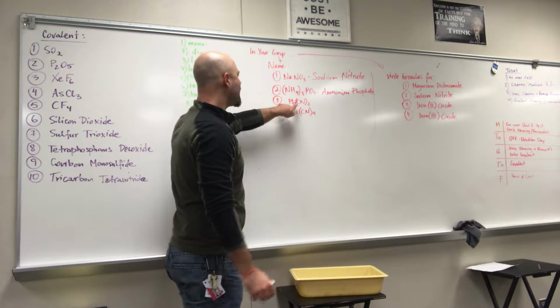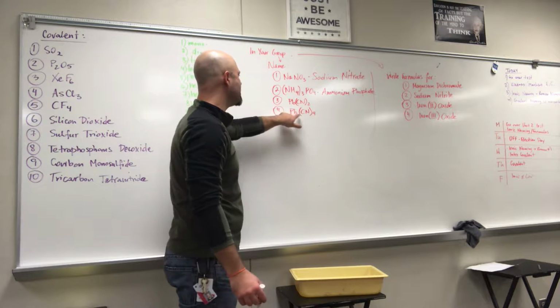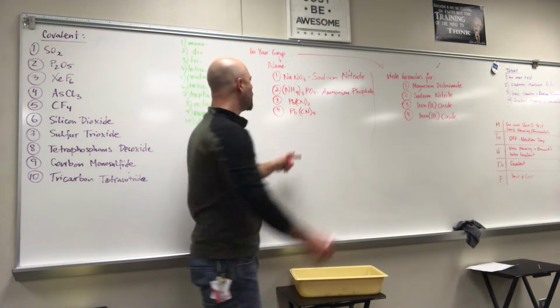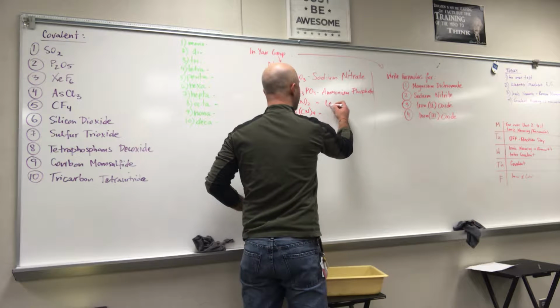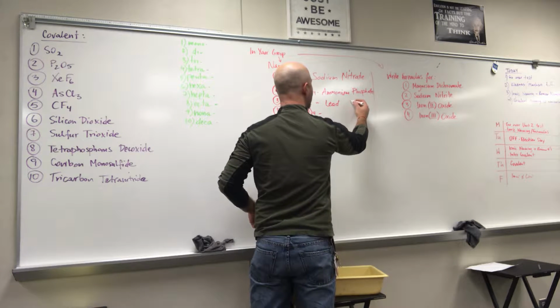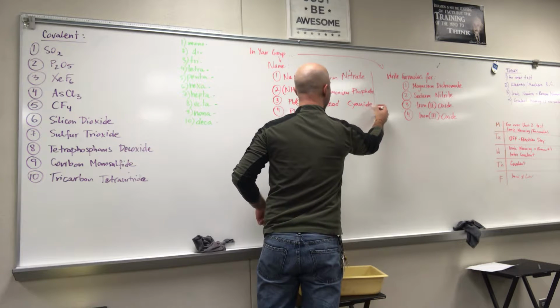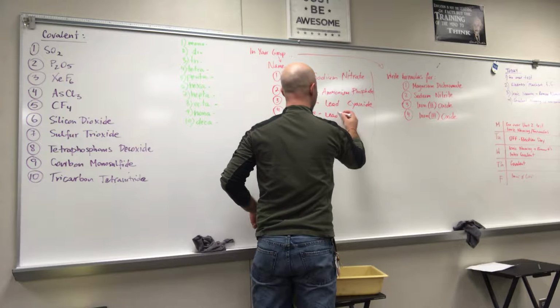Then you have, look at this one. Very similar. You get PbCN2 and PbCN4. So you know that they both will be lead. I'm going to leave a space. CN is a polyatomic ion called what? Did you find it? Cyanide. And this one's lead cyanide.